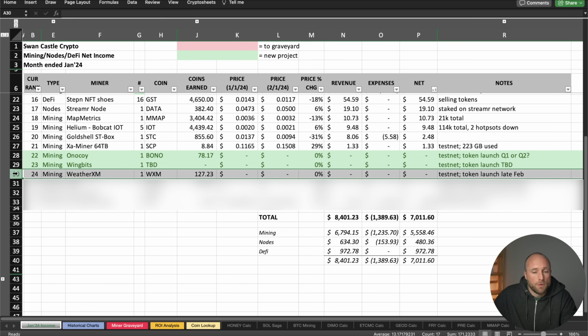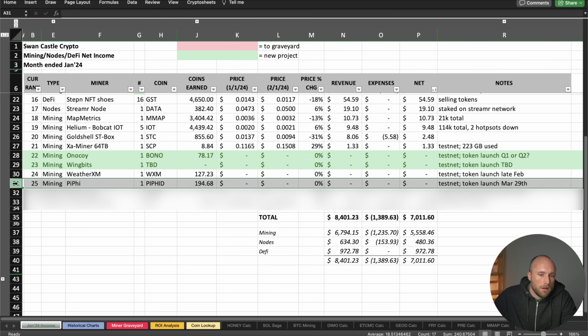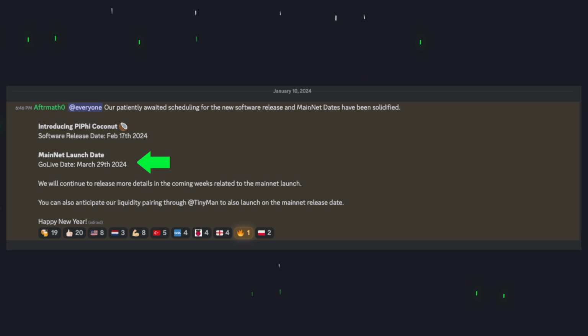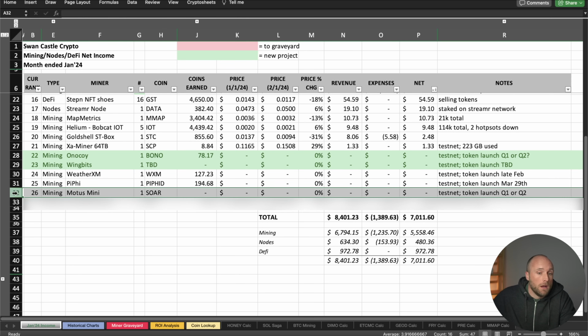All right, number 24, WeatherXM, also still on testnet. They did announce they're planning to launch their token in late February. So I'll probably do a video on that once that goes live. Number 25, PiFi, also testnet. They also announced their token launch, which will be at the end of March. So we'll plan on doing a video on that. So I'll give you guys an update once that goes live.